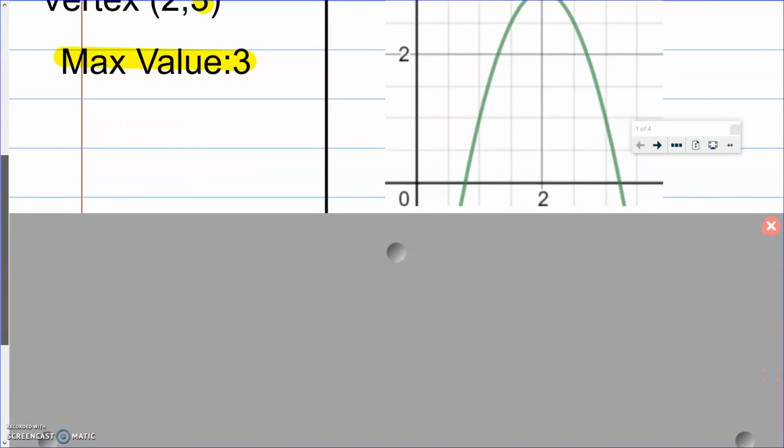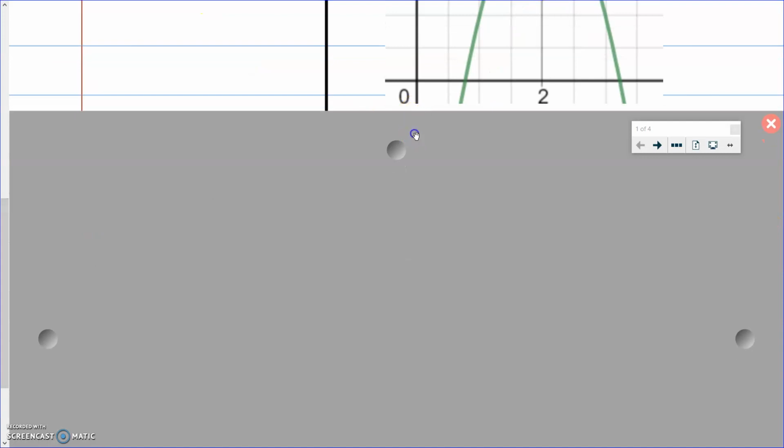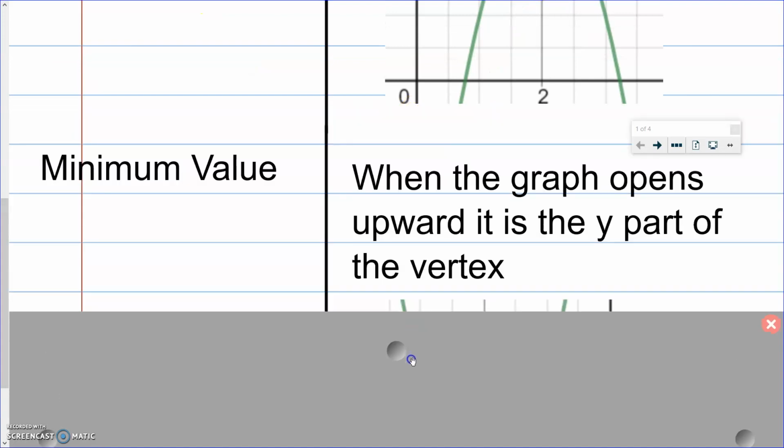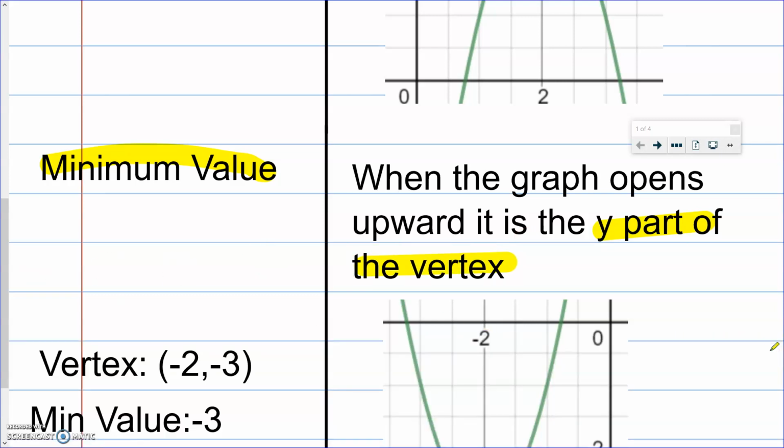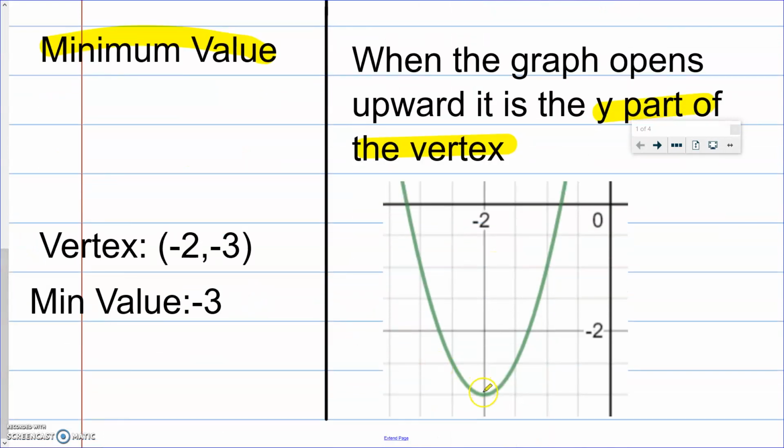Similarly, when the graph opens upward, the minimum value is also the y part of the vertex. But this time it is the lowest value that we can get, the smallest. It is our minimal value. So in this example, our graph has a vertex at (-2, -3). The y part of our vertex is -3, so the minimum value is -3.